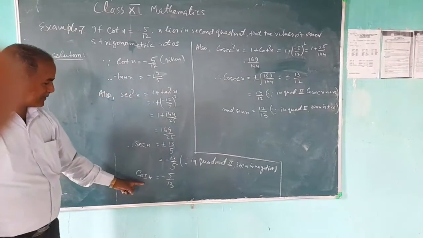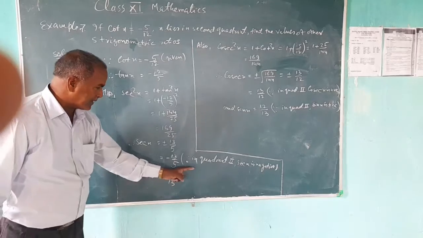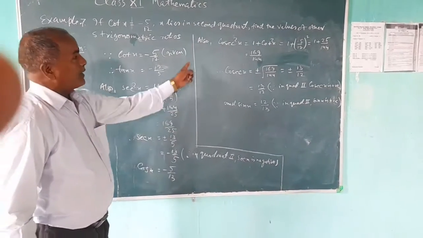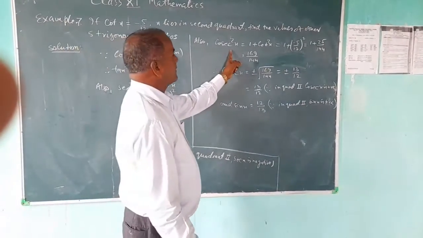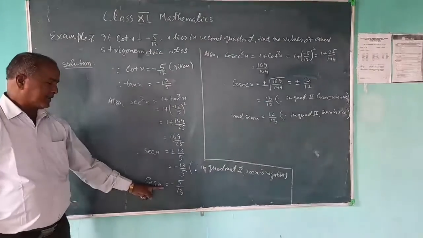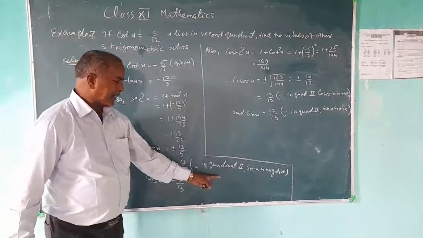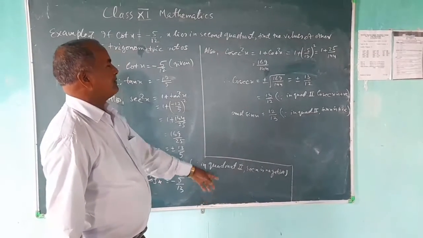And cos x is equal to minus 5 by 13, because it is also negative in the second quadrant.